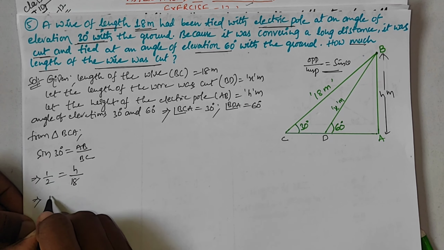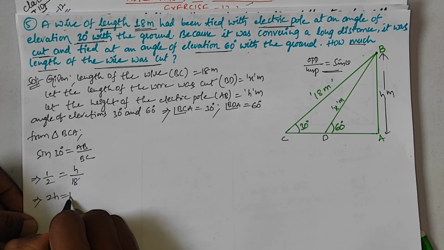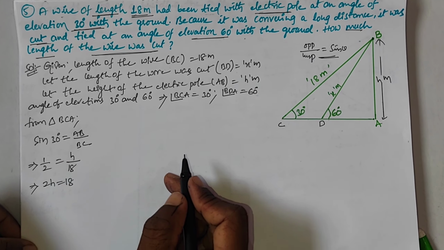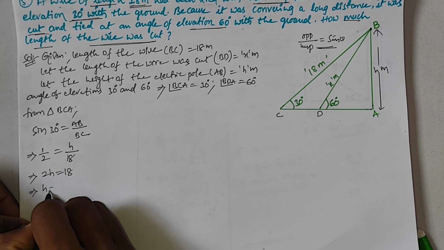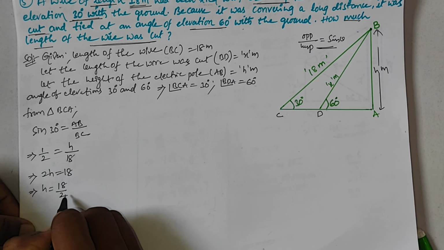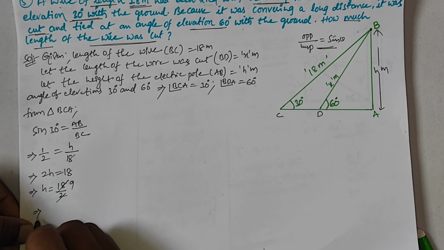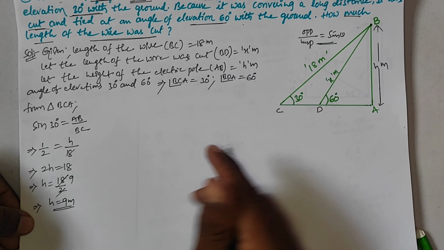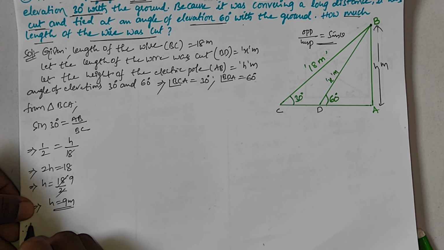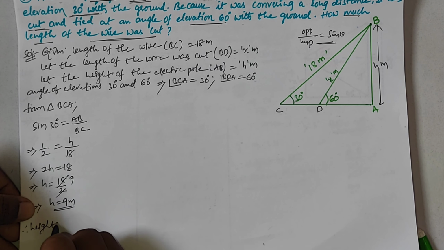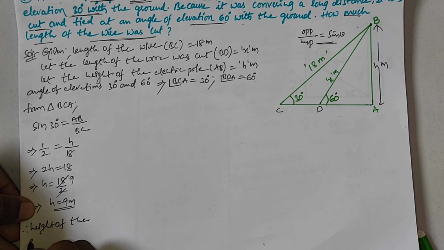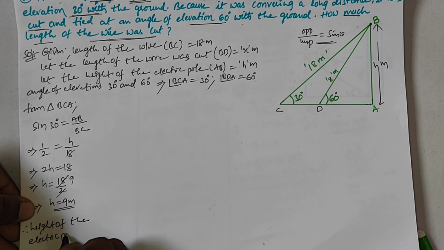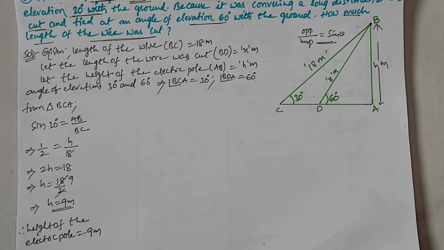Clear? So doing cross multiplication, 2H is equal to 18. From this, H is equal to 18 by 2. 2 ones are 2, 2 nines are 18. This implies H is equal to 9 meters. What does H indicate here? Height of the electrical pole. Therefore the height of the pole is how much we got here? 9 meters. Yes. So one part is completed.